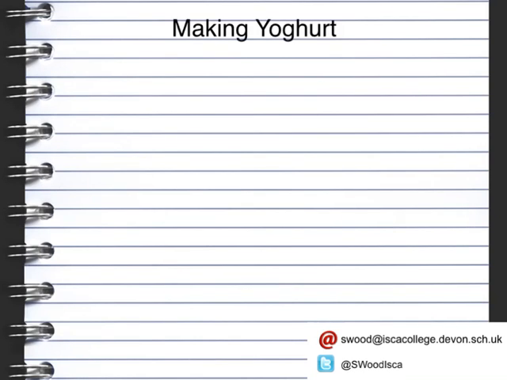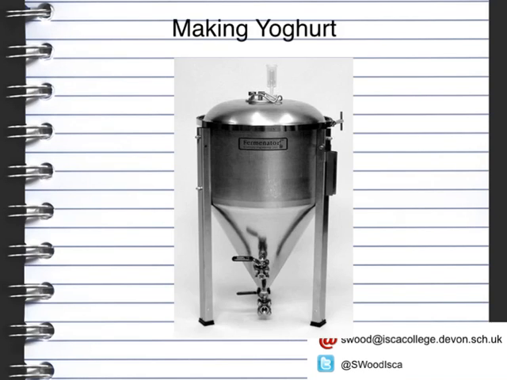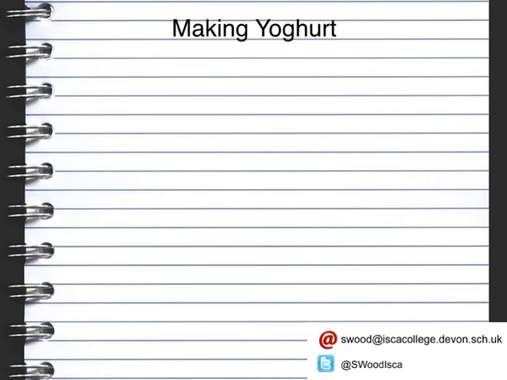Now making yogurt involves several stages. It's carried out in one of these, which is a steel fermenter, and this can hold up to around several hundred litres of yogurt. The first stage of producing yogurt is to sterilise the equipment, and this is done by steam cleaning. The steam is obviously at 100 degrees, which will kill any pathogenic bacteria.